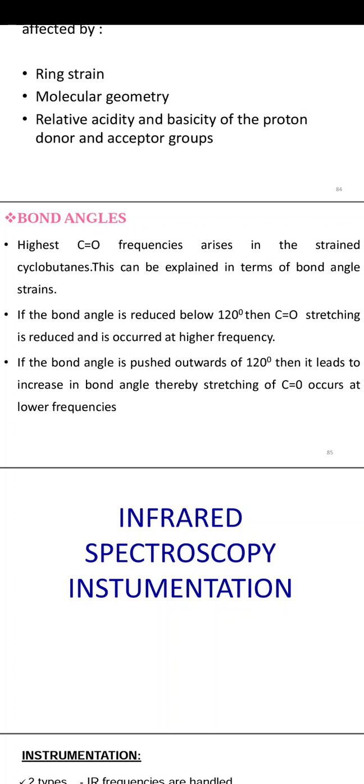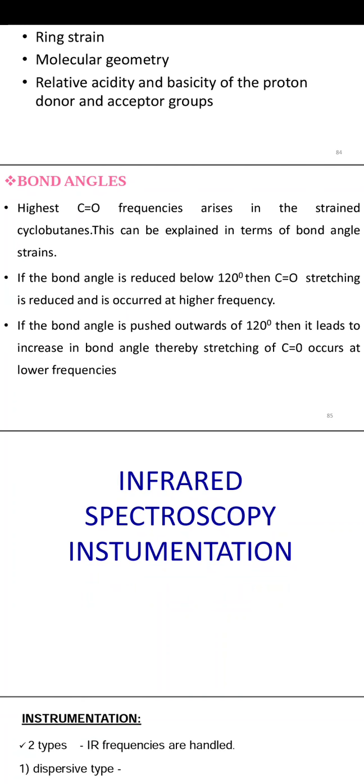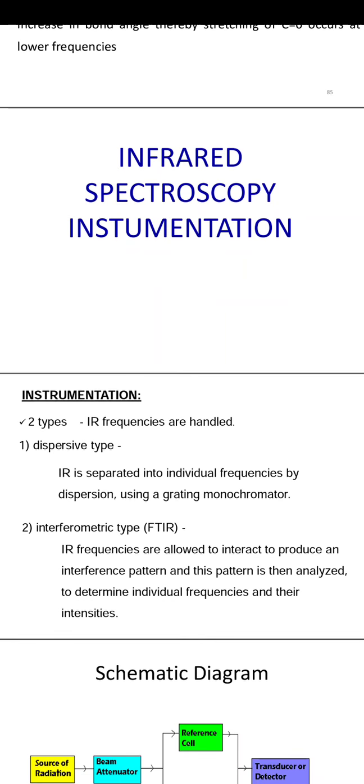If I am talking about the carbonyl group, if the bond angle is reduced below 120, then the stretching will occur at a higher frequency. But at the same time, if we increase the bond angle towards 120, then the stretching occurs at a lower frequency.